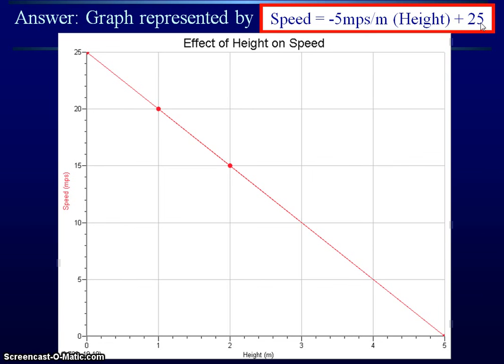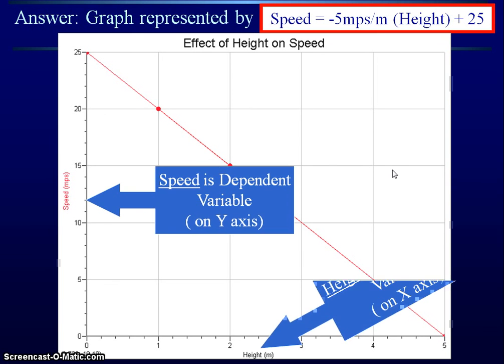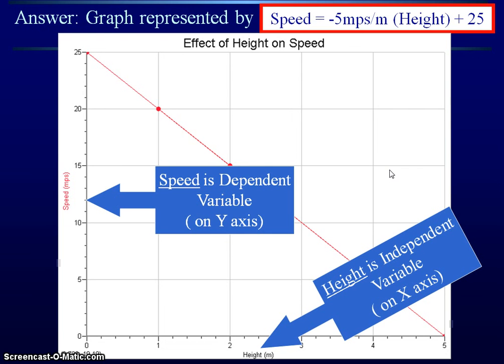And then my y-intercept in this case is 25, and really I should have a unit on that 25. I should have MPS on that 25. I was running out of room. So that's how you correctly can write an equation for any linear relationship that you have.